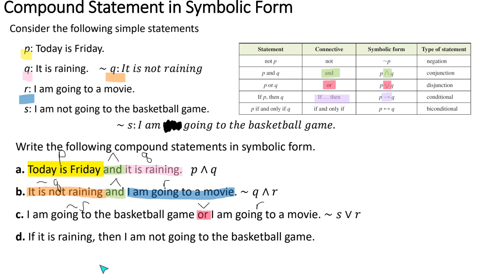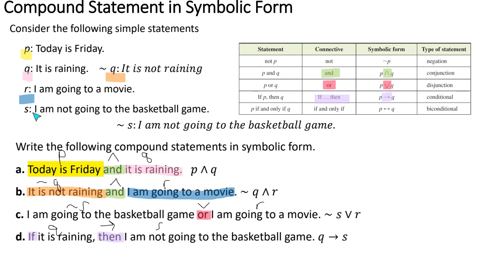And then the last one, we have if it is raining, then I am not going to the basketball game. If your sentence starts with if, then we're working with the if-then statement. So our connective would be if-then, with the symbol being the arrow pointing to the right. Here I highlighted the word if and then so that I can identify that I'm working with an if-then statement. If it is raining, so it is raining is Q. So I write down Q. Then my arrow. I am not going to the basketball game.